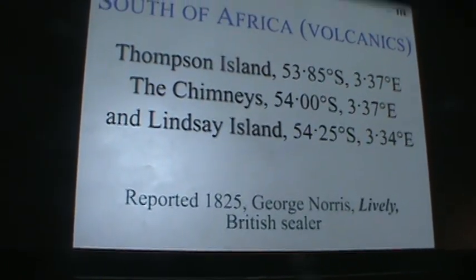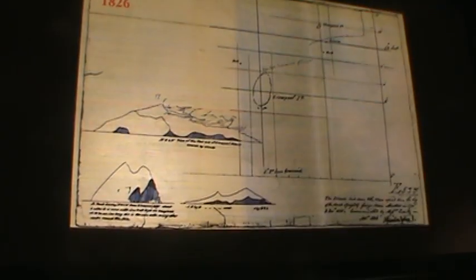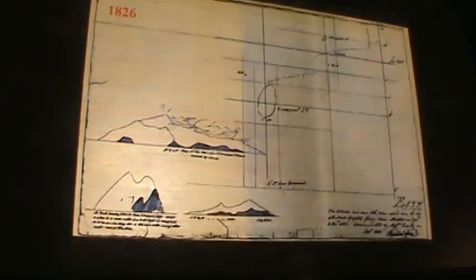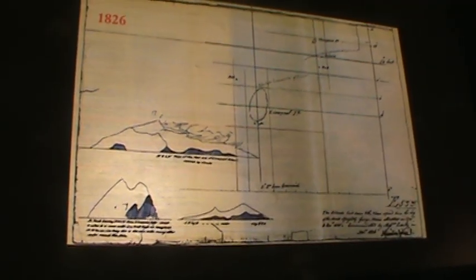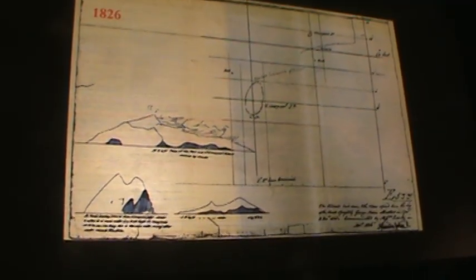Geographically, if we look south of South Africa, there's three, all quite close together. If we look at the maps, it's very convincing. 1826, Liverpool Island, Thompson Island, all of them there, and you can see nicely sketched, good maps and sketches of them. Other maps have indicated islands in that position. Here we have 1880, part of the Admiralty chart, giving Thompson, Bouvet or Liverpool, Lindsay, and the Chimneys. Admittedly, it says the position of these islands is uncertain. It is not talking about the existence.